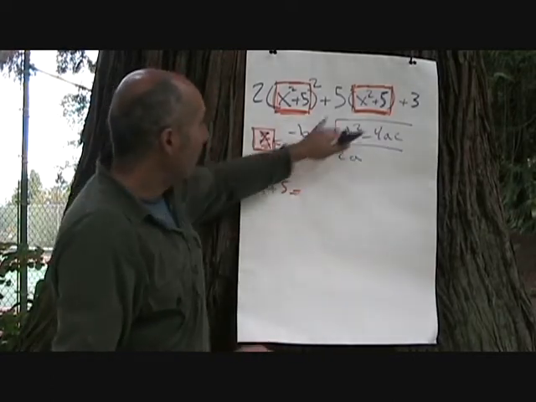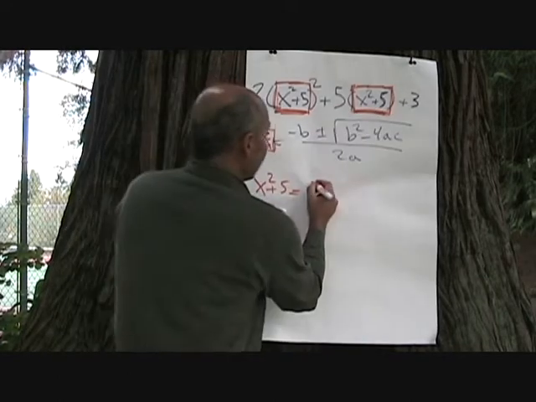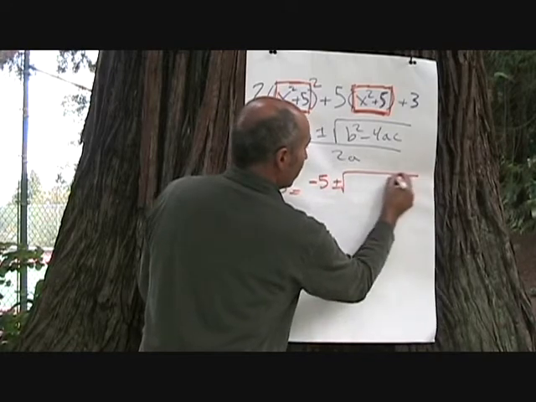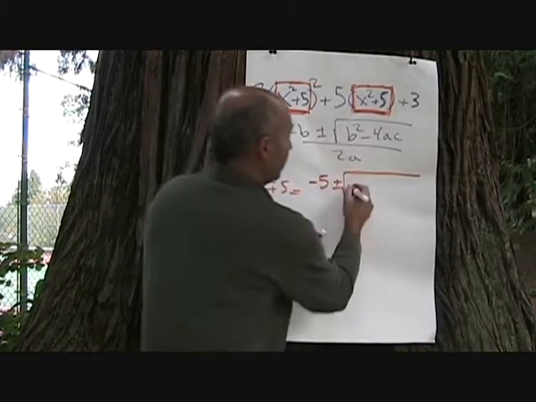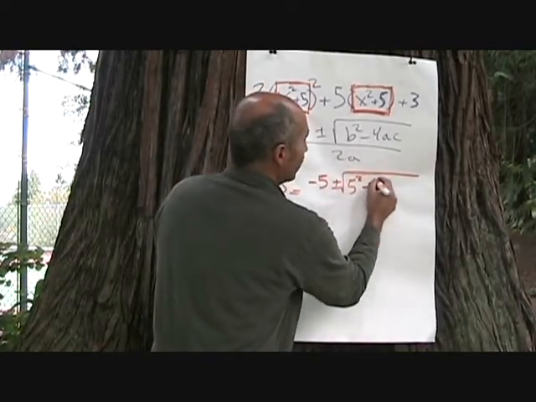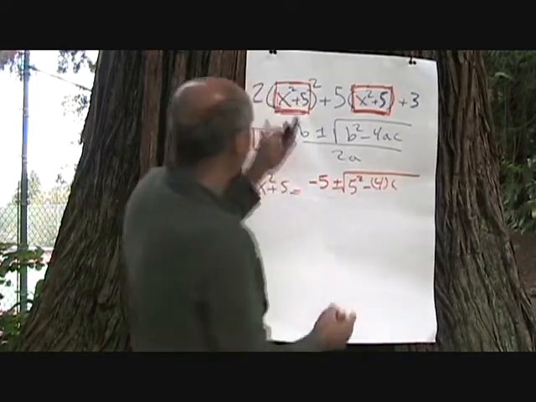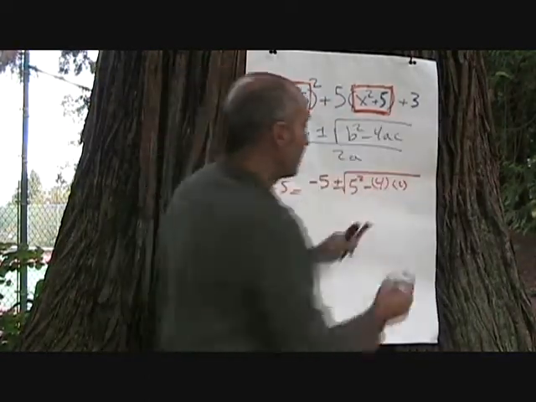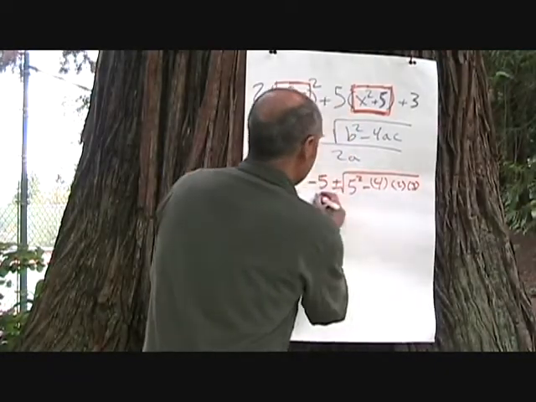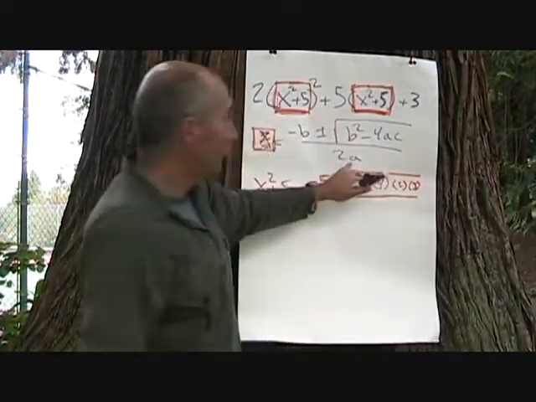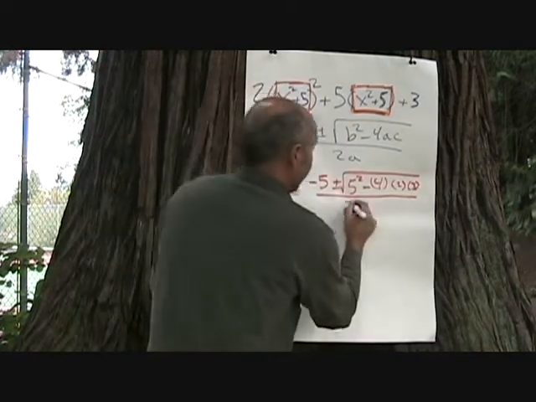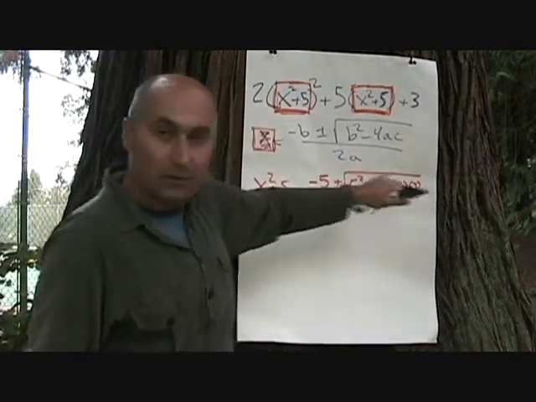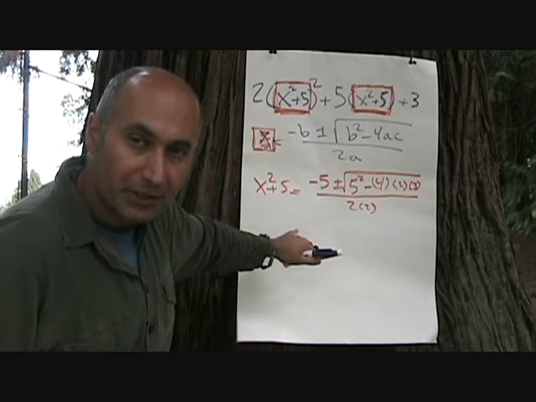So b here is 5, so this would be negative 5 plus or minus the square root of 5 squared minus 4 times, our a is 2 and our c is 3, divided by 2 times a, which is 2 times 2, right? So that's what the quadratic equation gives us, right?